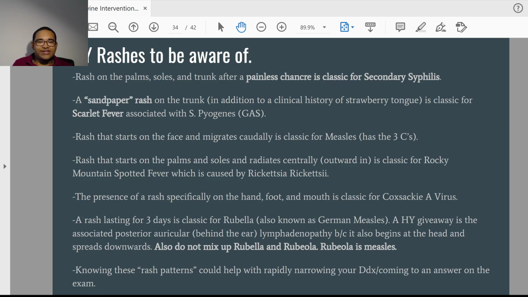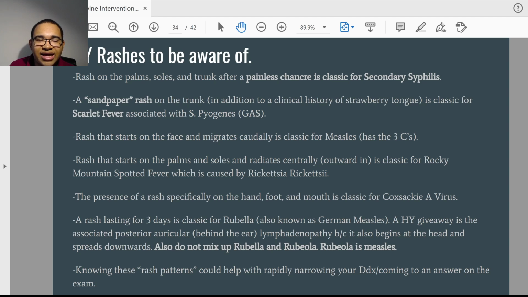Now, this slide is ridiculously high yield to know for your exams, right? So like rash patterns. So let me kind of talk about them here. Just commit this to memory. You memorize it, forget, but just go over it a couple of times and it will kind of stick, right?